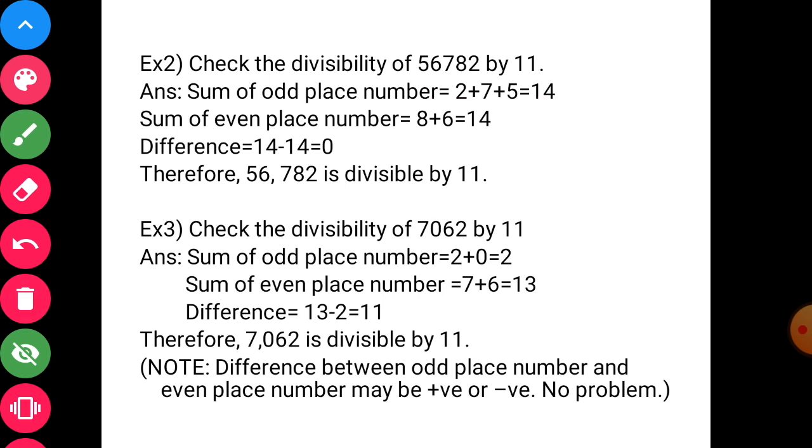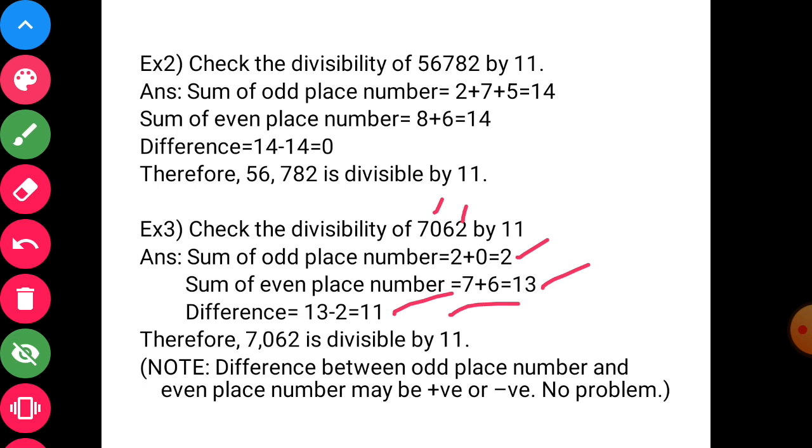Now let us see. Check the divisibility of 7062 by 11. Now which are the odd place numbers here? 2 and 0. So 2 + 0, 2 you will get. Then 7 + 6, how much you will get? 13 you will get here, even place number. Then what is the difference? 13 - 2 is equal to 11. Is this divisible by 11? Yes, because if the difference is 0 or 11, the given number is divisible by 11. That you have to remember.